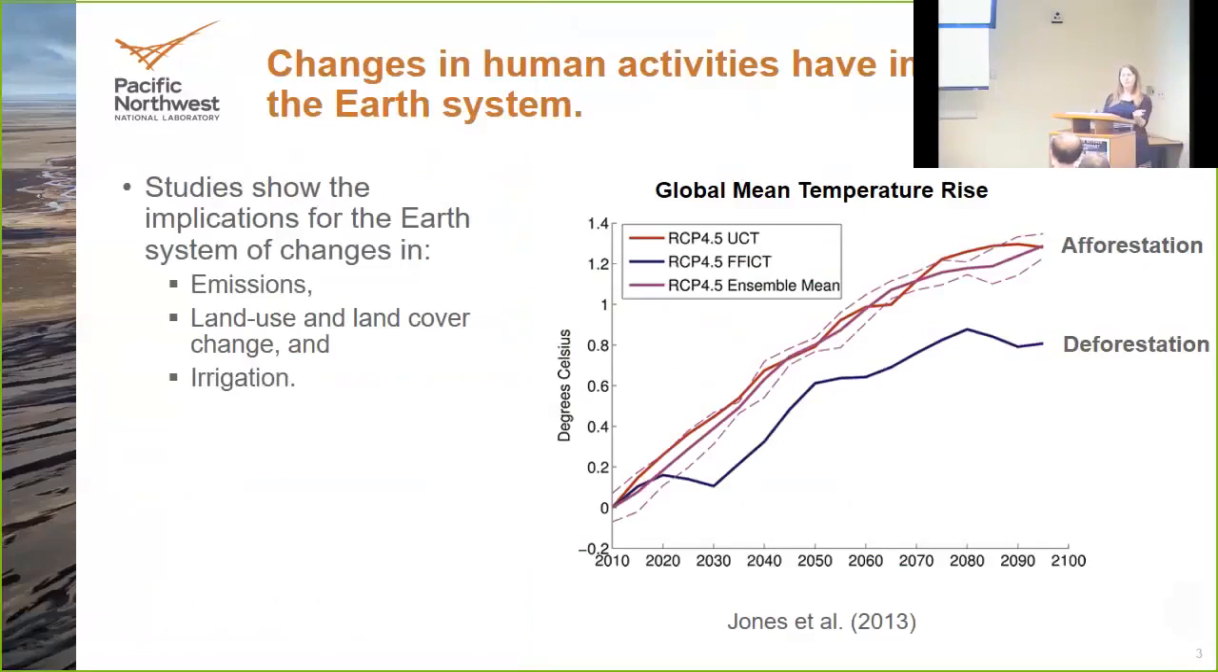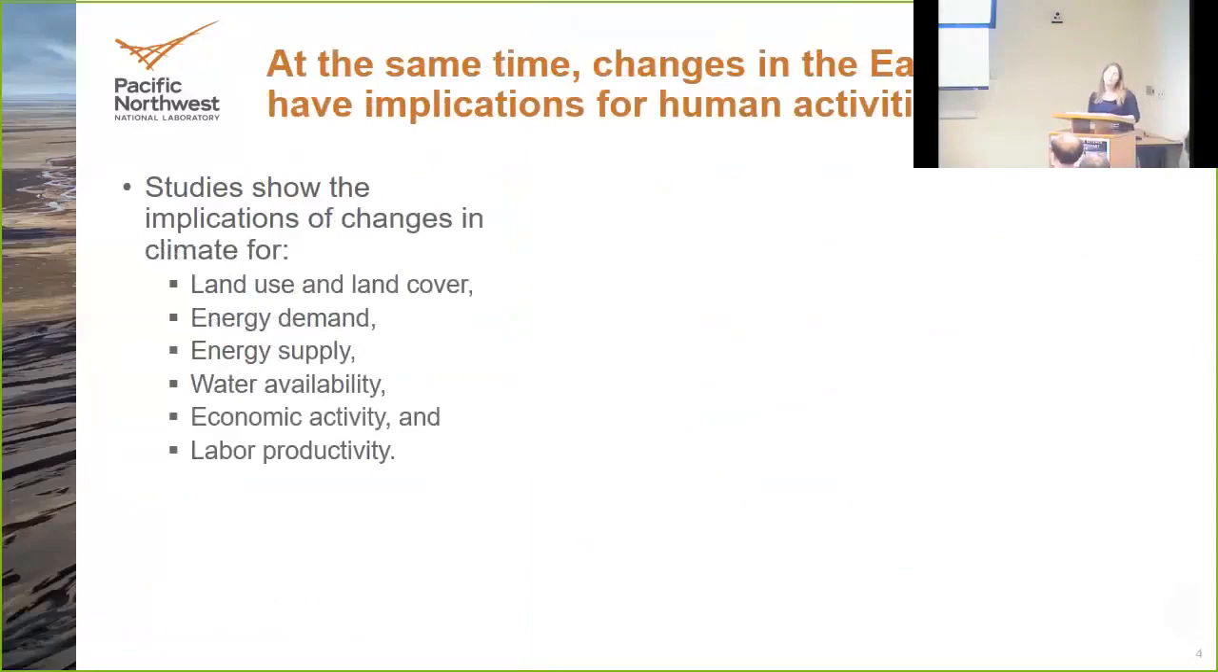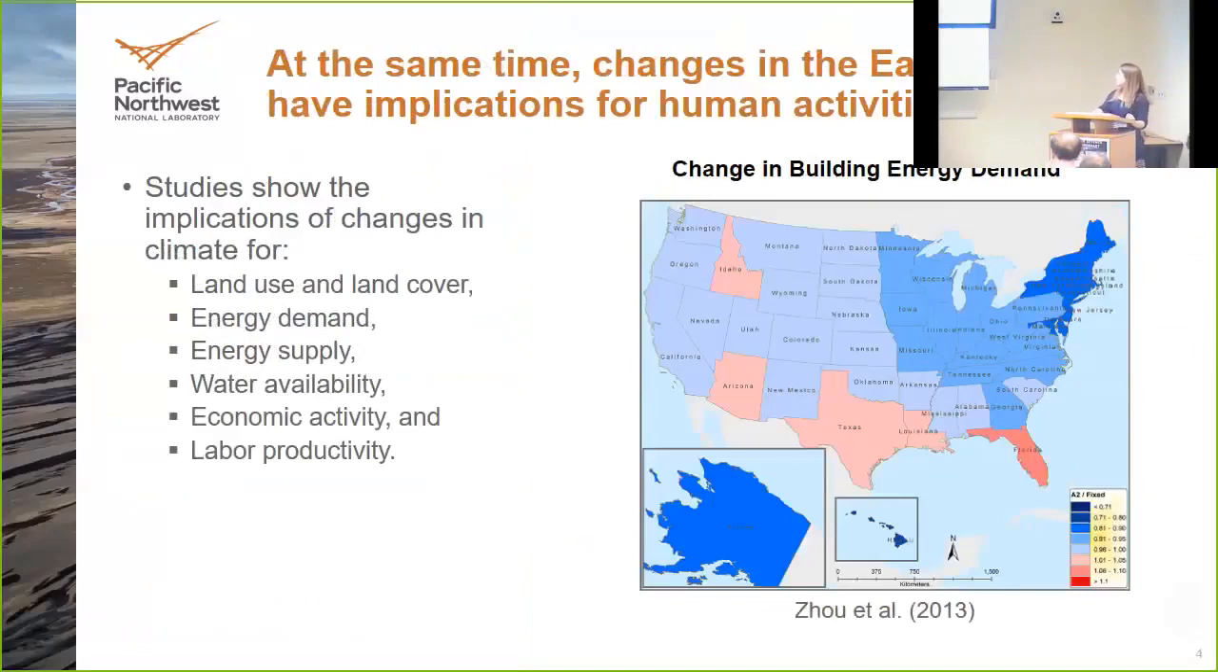So changes in what we do as humans affect the Earth system, but at the same time, changes in the Earth system affect human activities. Changes in climate affect crop yields and land productivity, and that may lead to differences in land use and land cover. There are changes in energy demand due to rising temperatures. This is a study on the right looking at building energy demand in the U.S. when you account for the fact that temperatures are going up. It shows the change in energy demand on net. Blue colors are reducing energy demand. Red colors are increasing. And you have two counterbalancing effects.